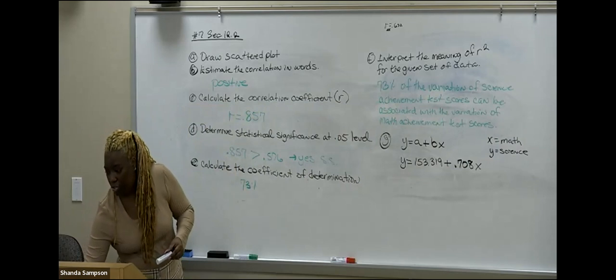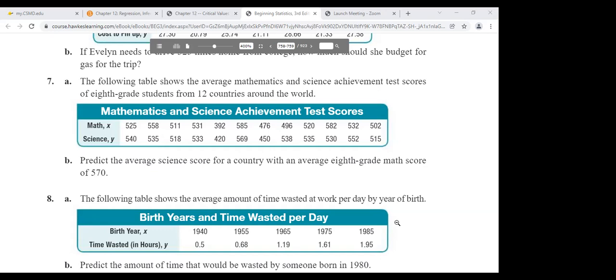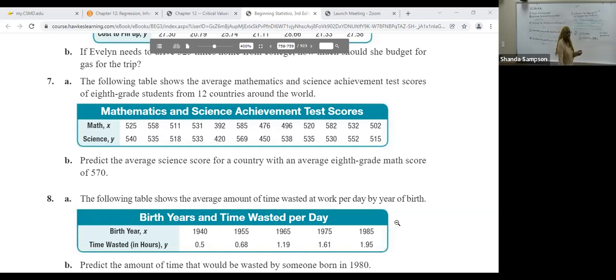I'm gonna share the screen again so you can take a look at the problem, so I can ask you one last question before we wrap this question up. Now, from that information, can we use a prediction with 570 as a math score? That's the question. Anybody? Yes. Everybody saying yes, perfect, yes, because it's within the data.